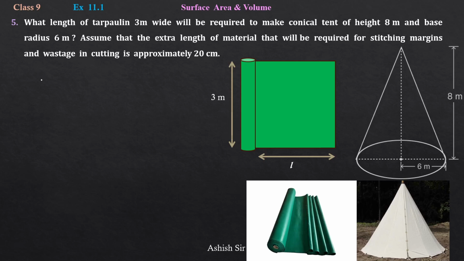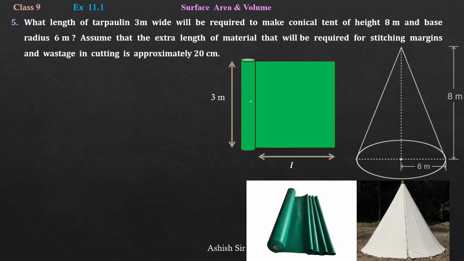Hi, here we need to find out the length of the tarpaulin, which is 3 meter wide, that will be required to make a conical tent of height 8 meters and base radius 6 meters. So basically we need to make a conical tent, and we need to buy tarpaulin.